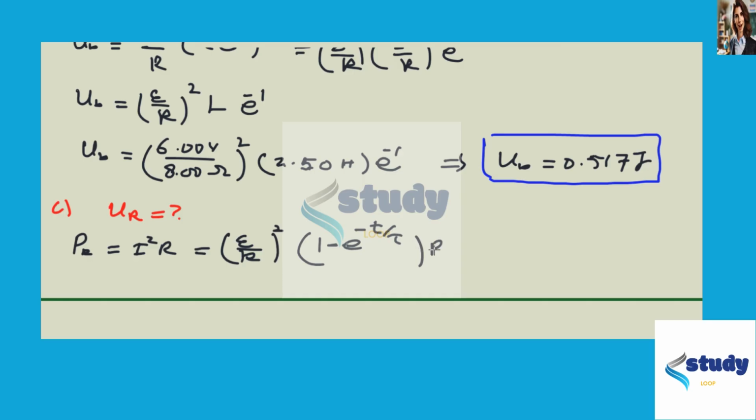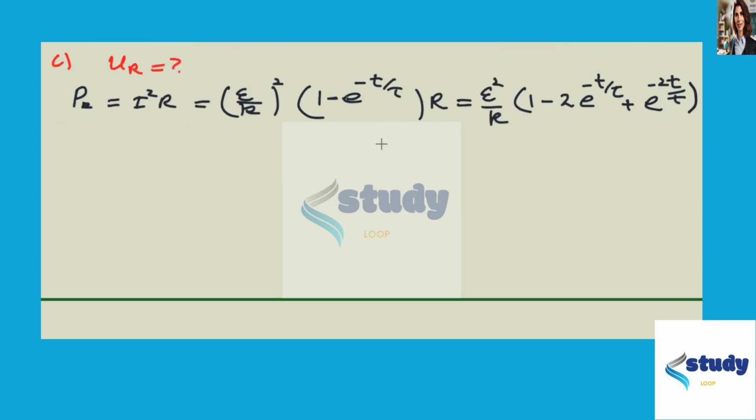So this can be simplified as E square divided by R into 1 minus 2 e raised to power minus t divided by tau plus e raised to power minus 2t divided by tau. Now the corresponding energy can be written as UR is equal to integration of PR dt.